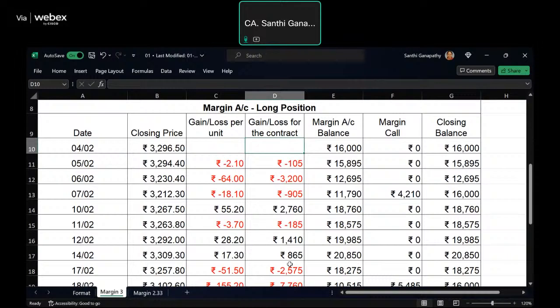Adjust the gain or loss in the margin account balance. And when the margin account falls short of the maintenance balance, which is the margin balance that has to be maintained at all points of time, make a margin call. The party has to make good that before the trading starts the next day, and therefore the balance will go up to the initial margin, then continue the same process. The problem is asking you to do it for 10 days, and therefore they have given till 4th to 18th, that is 10 trading days, and in between holidays are there, you won't have.